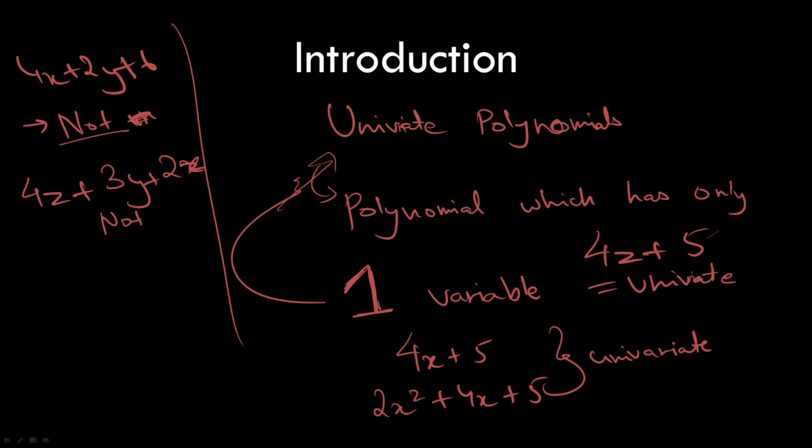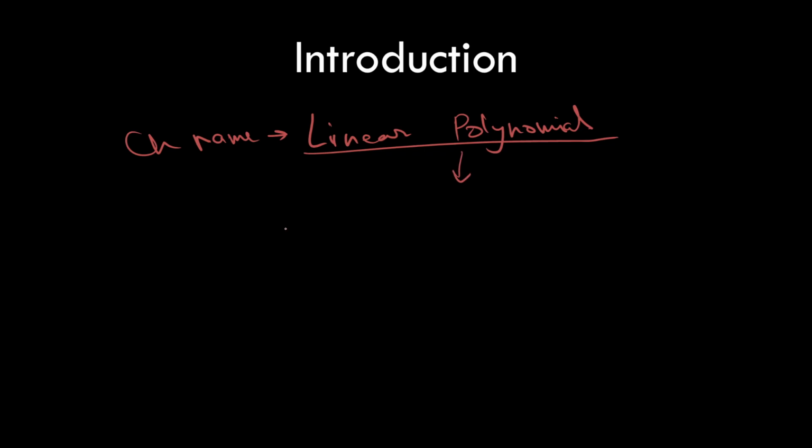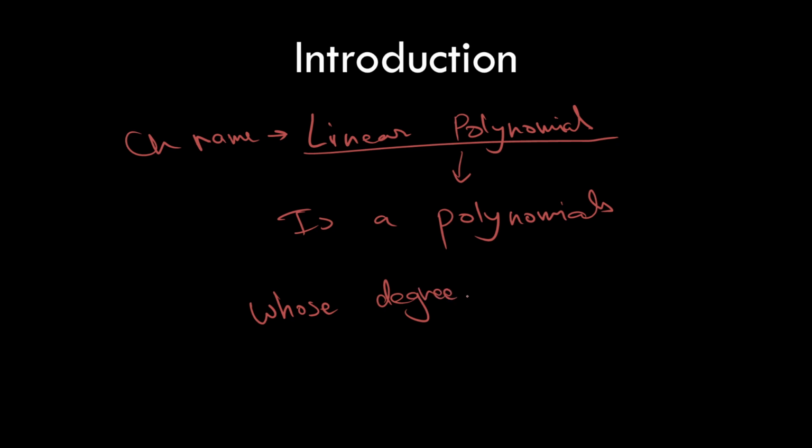And now we will see what linear polynomial means. The chapter name is linear polynomial. A linear polynomial is a polynomial whose degree is 1.